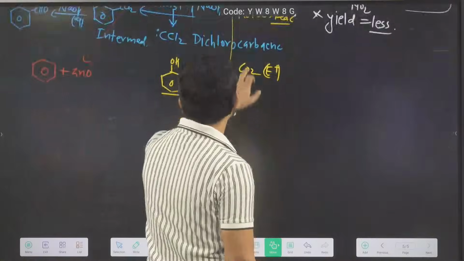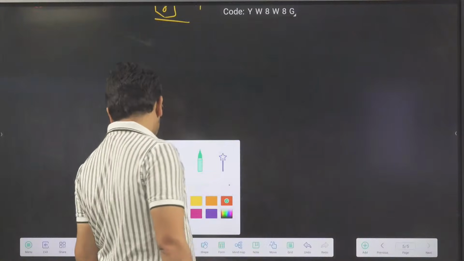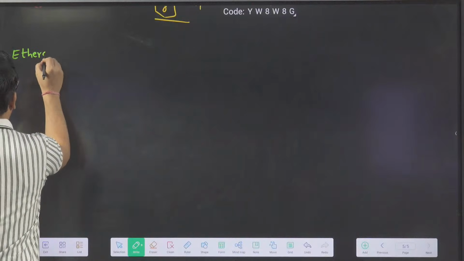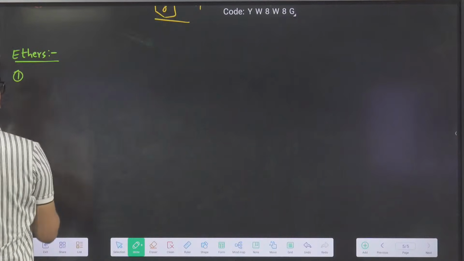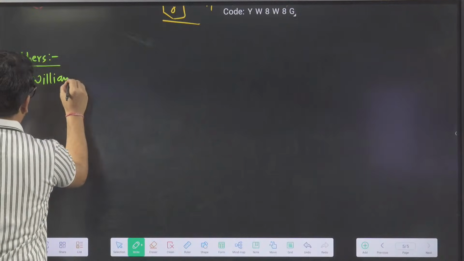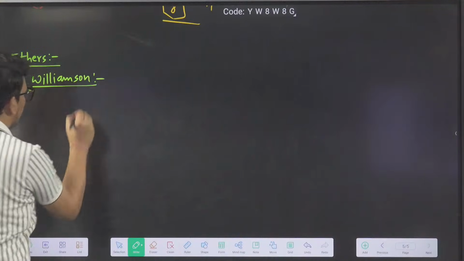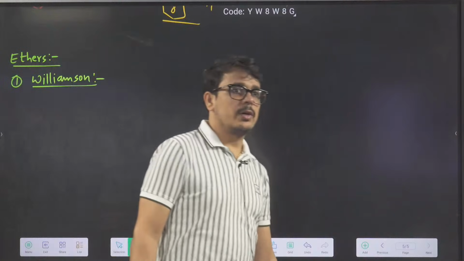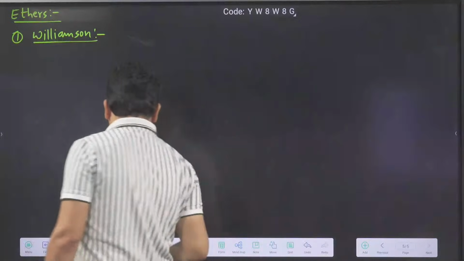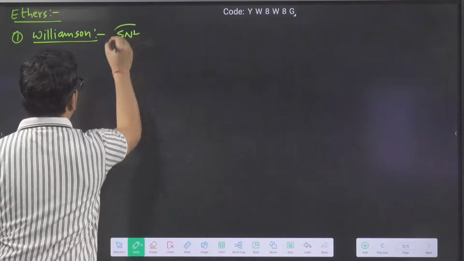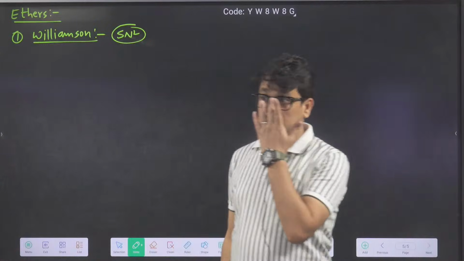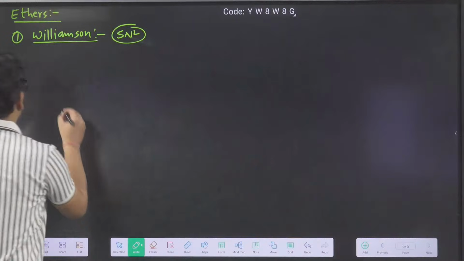Now the last section, that is ethers. First preparation is from Williamson synthesis. Williamson synthesis follows which mechanism? SN2.